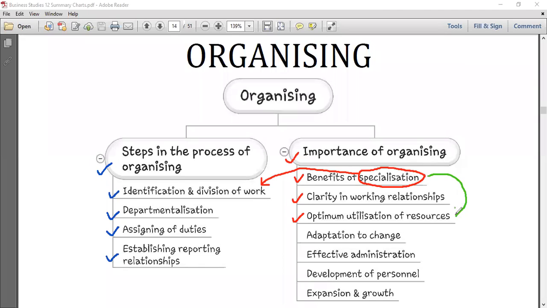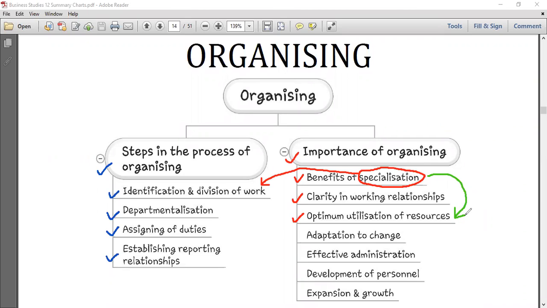So with the specialization, we will also achieve the benefits of optimum utilization of resources. जो पर्सन एक काम को करने में एक्सपर्ट है तो वो रिसोर्सेज का वेस्टेज कम करेगा, और रिसोर्सेज का वेस्टेज नहीं होगा तो ऑटोमेटिक हो गया ना ऑप्टिमम यूटिलाइजेशन ऑफ रिसोर्सेज.